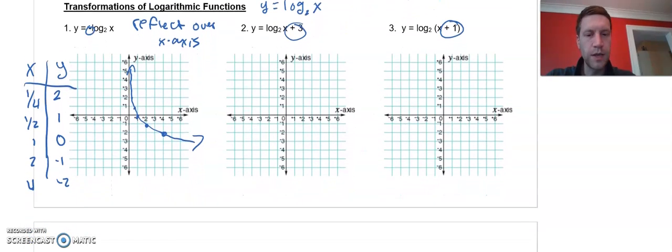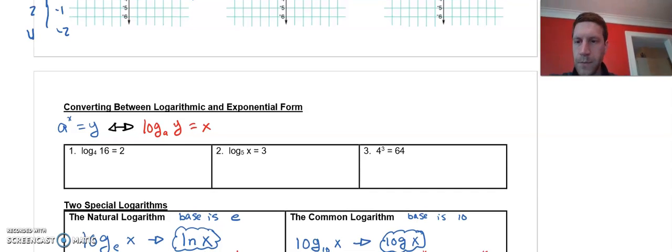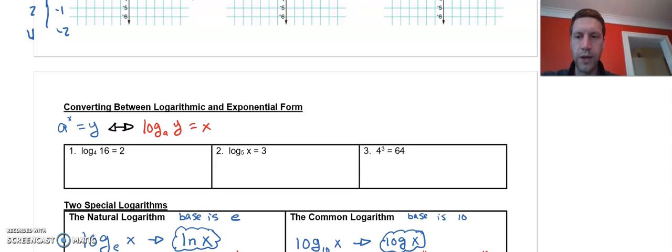All right, so now let's get into some operations. Converting between log and exponential form. This is really crucial, especially when you're solving equations, and it's good to know how these two are related to each other. So if you have something in the form in blue here, a to the x equals y, we can change that to log form. It's the exact same thing as log base a of y is equal to x.